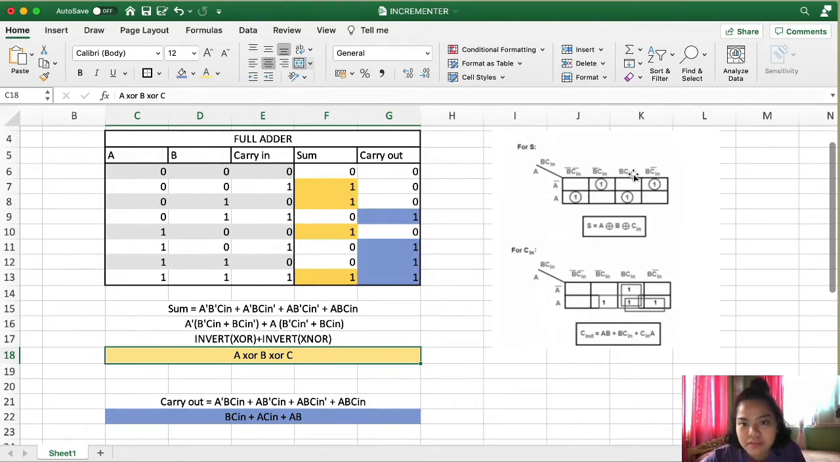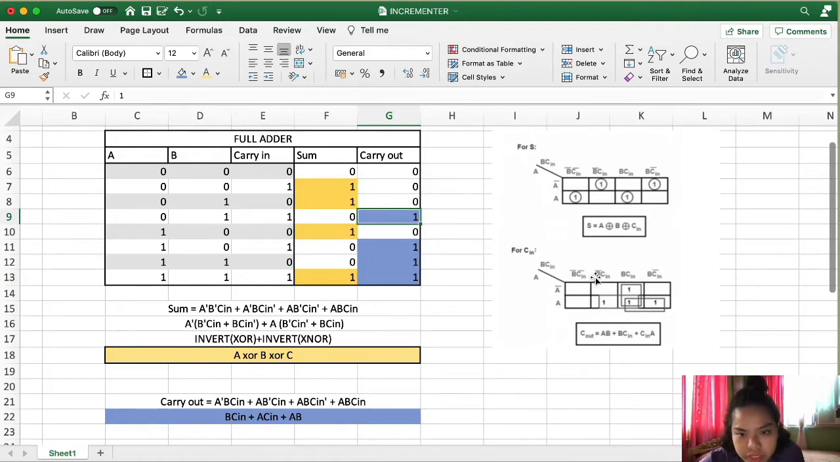So if we see this kind of pattern, our literals will be XORed with one another. So A XOR B XOR C, or carry in, for the sum. And then lastly, for our carry out, we just do the exact same thing. We would have to look at the ones marked with 1, or here we marked it with blue so that we can observe it more easily. So the ones marked with blue are the ones that have a 1, right? So that is what we convert here on our truth table.